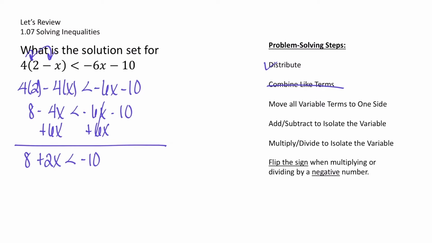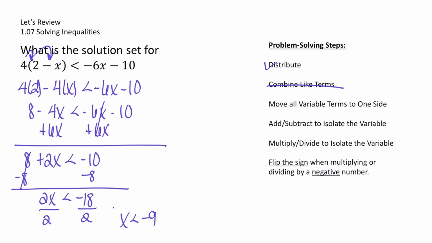Now to get x by itself, I'm going to start off by subtracting 8 from both sides. So on the left, 8 and minus 8 will cancel. We have 2x is less than negative 10 minus 8, which is negative 18. Now we're going to divide both sides by 2, so we have x is less than negative 9.